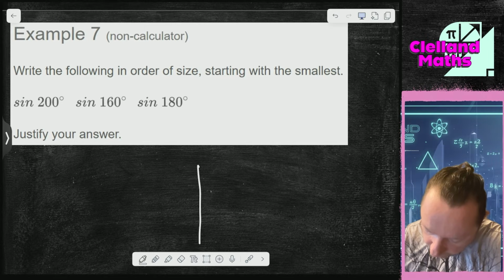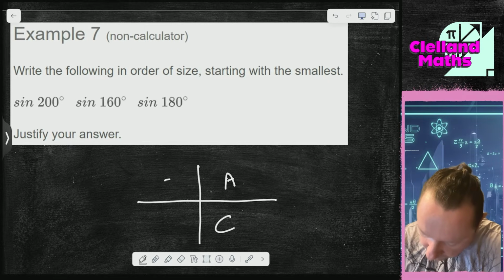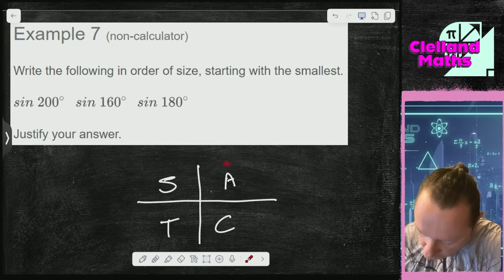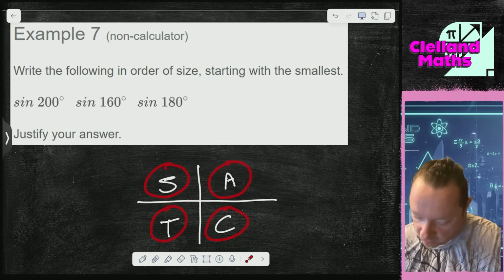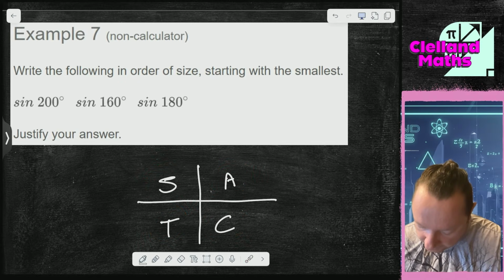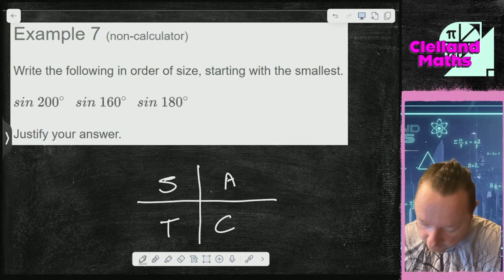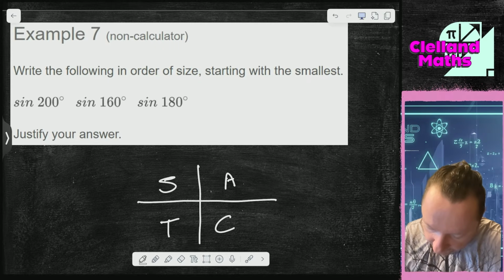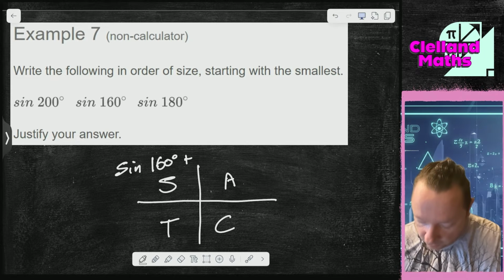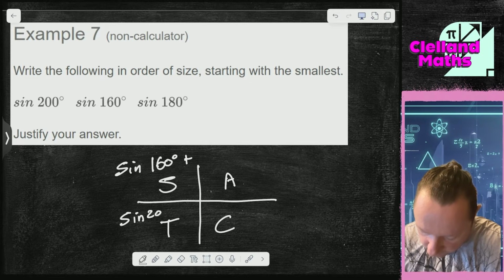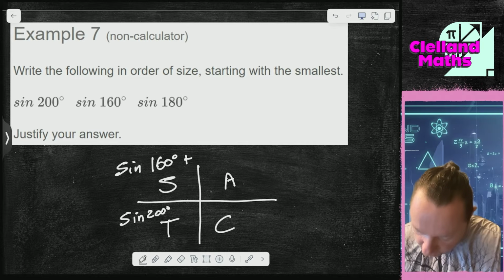So using a CAST diagram, what you need to realise is that the first quadrant goes up to 90, and then it goes 90 to 180, 180 to 270, then up to 360. So we just need to identify where each of these are. 160 is going to be in the 90 to 180 quadrant, so the sine of 160 is positive. The sine of 200 is between 180 and 270, but in that quadrant sine is negative, so that's negative.